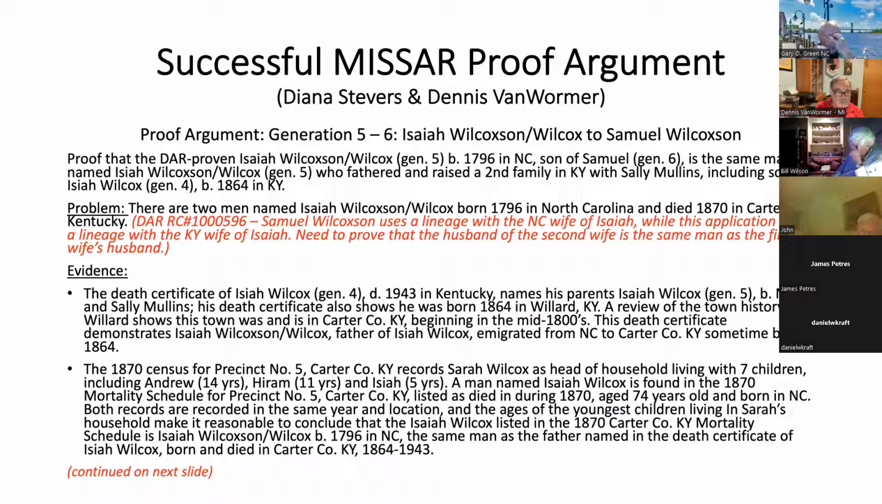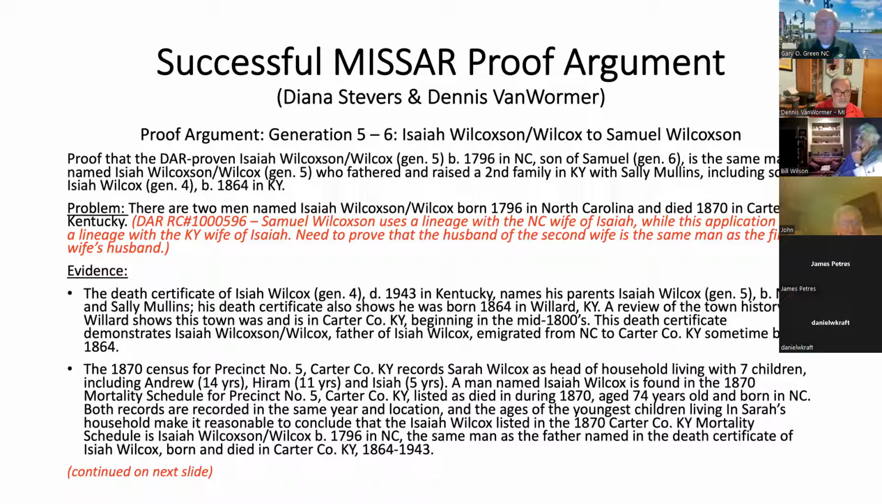So we went through a lot of conventional evidence, none of which would prove the point. We have a death certificate for the son of Isaiah that named his parents. And again, part of the problem was somewhere along the line, he changed his name from Wilcoxson to Wilcox. So that provided some confusion at times, but said he was born in North Carolina. So that was good. But his mother was Sally Mullins, which was not the first wife.